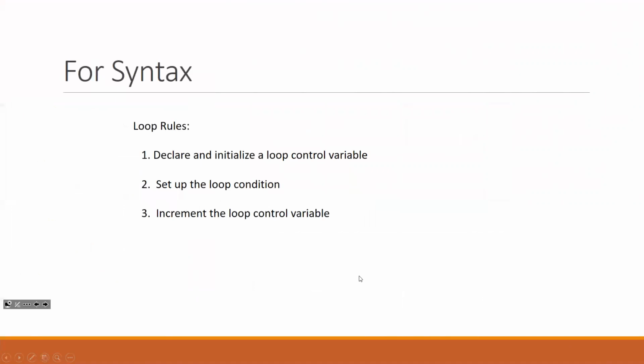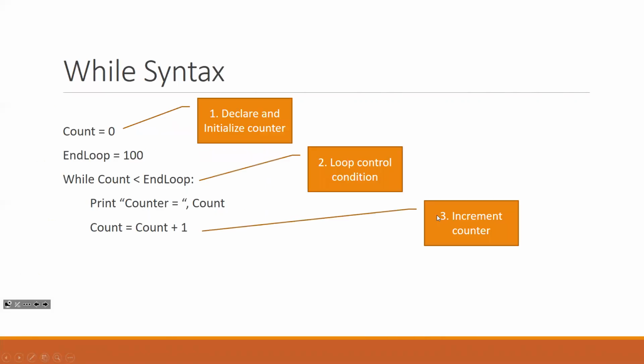Loop rules. You have to initialize a loop control variable. You can let the for loop do it for you, but you still have to have that happen. You have to set up the loop condition. You can do that in a range statement or in a condition in your while loop, but you have to have a condition. And then somehow you have to update that loop control variable to end your loop. So with our while loop, we saw that often we'll set up some sort of counter to control our loop, use it in our test condition, and then update it within our loop.